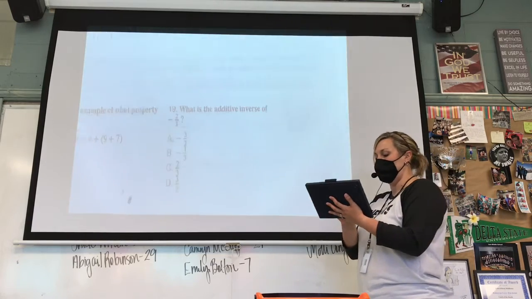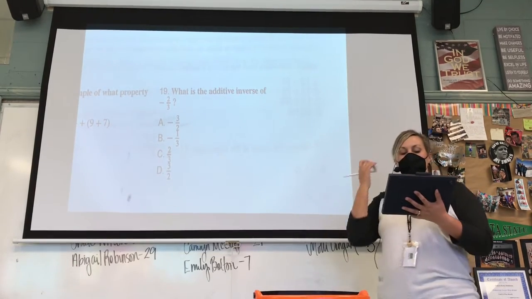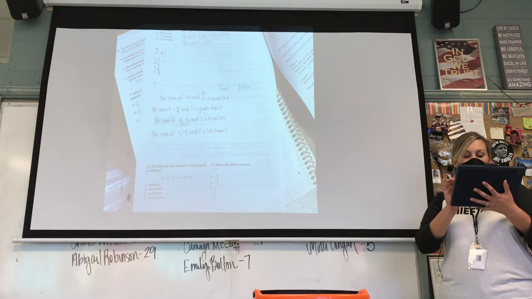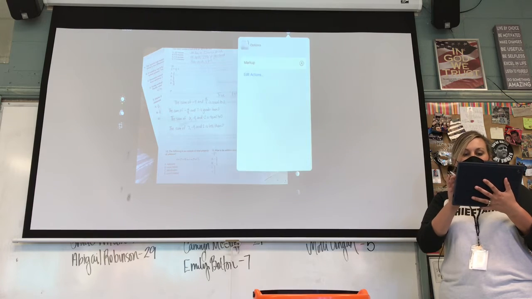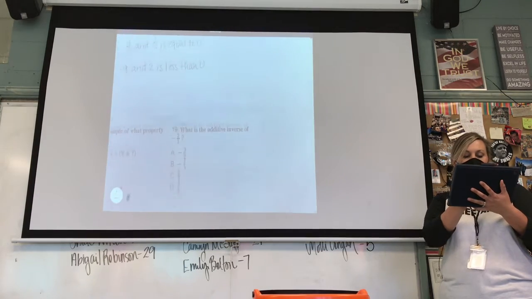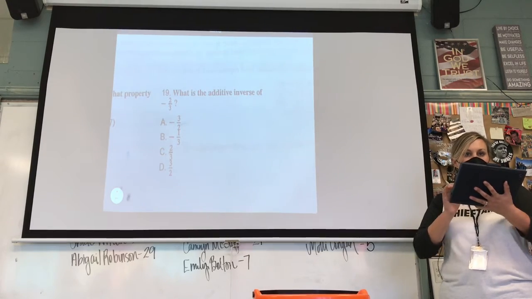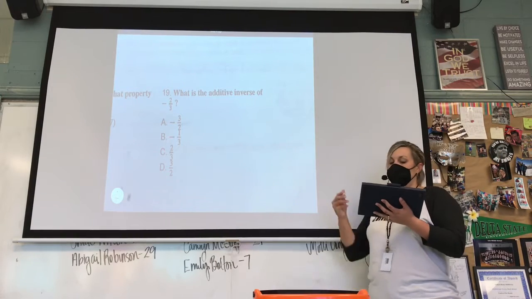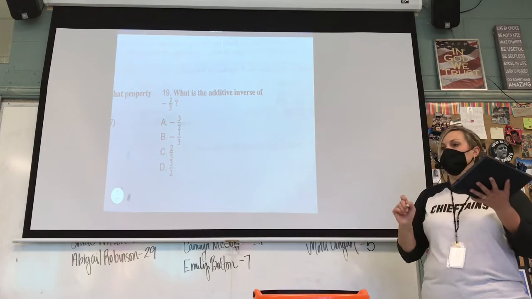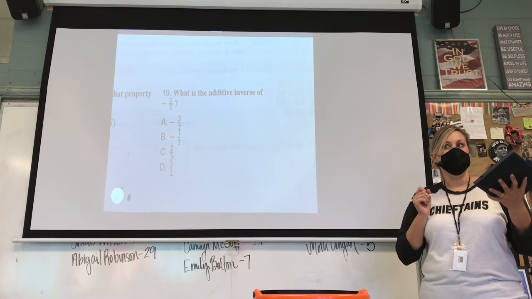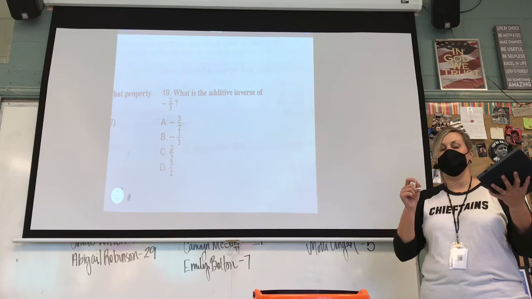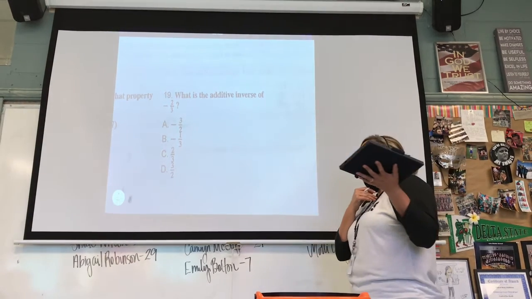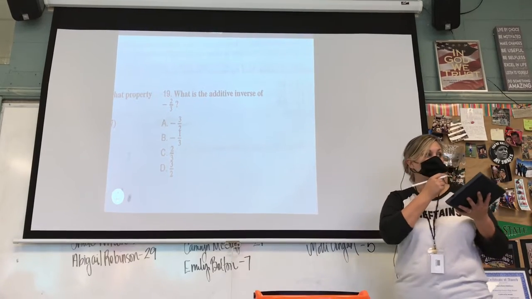Skip down to number 19. Number 19 says, what is the additive inverse of negative 2/3? What'd y'all put? C. Why did you put C? I'm looking at 19. You skip down to number 19. Abel says it's C. Anybody agree with him? Karen agrees with him. I didn't find the problem. Okay. C is the correct answer, but why? Because it's the opposite. Very good.